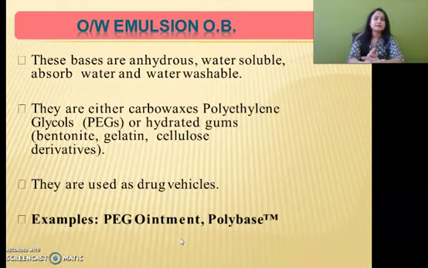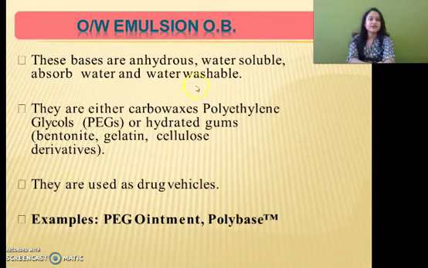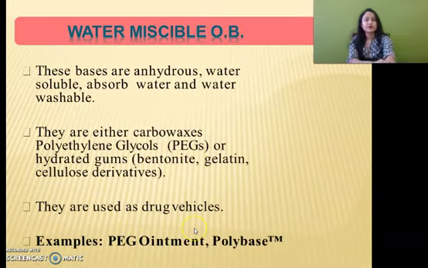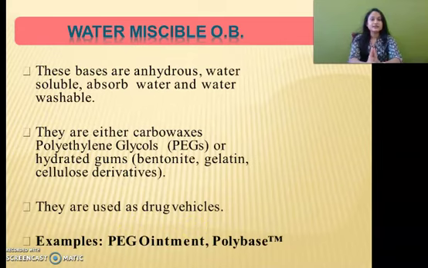O by W type of emulsion ointment base. These bases are anhydrous, water soluble, and they absorb water and are water washable. They are either carbowax, polyethylene glycol, or hydrated gums like bentonite, gelatin, cellulose derivatives, etc. As for example, PEG ointment. Water miscible ointment base. These bases are anhydrous, water soluble, and absorb water. As for example, PEG ointment.